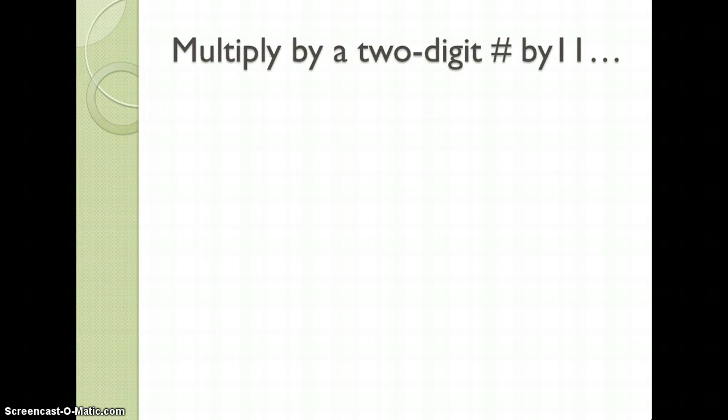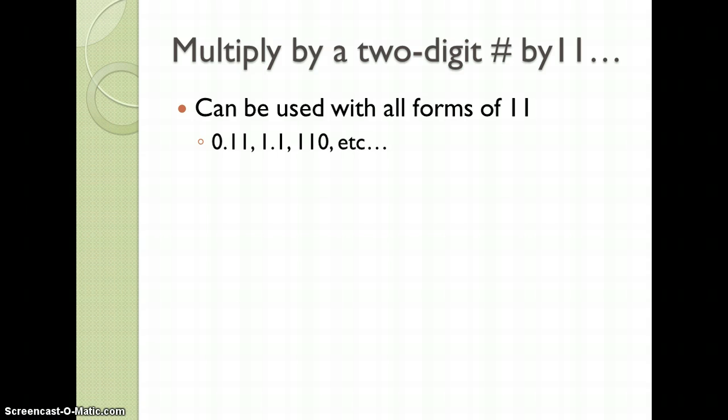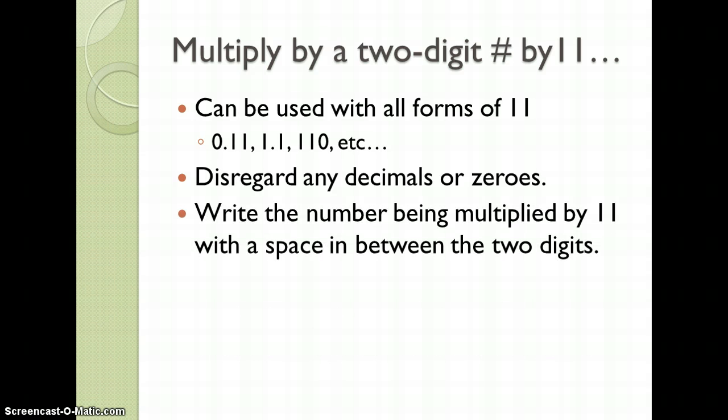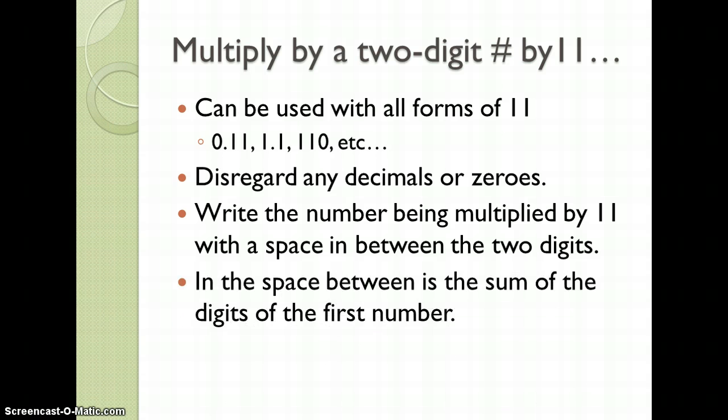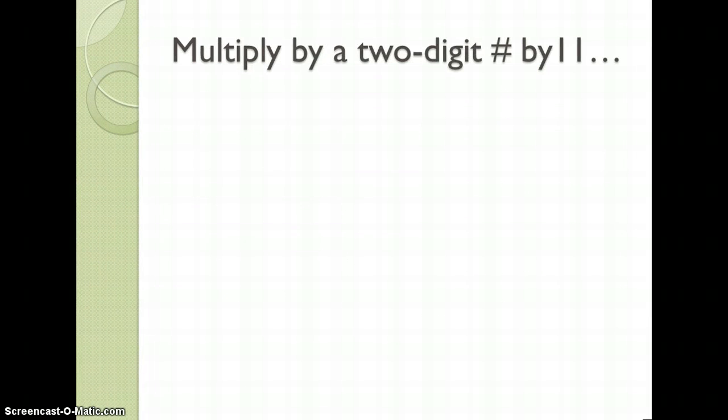Multiply a two-digit number by 11. This can be used with all forms of 11, such as 0.11, 1.1, 110, 1100, etc. We're going to disregard any zeros or decimal places if they exist. We're going to write the number being multiplied by 11 with a space in between the two digits. And the space is the sum of the digits of the first number.